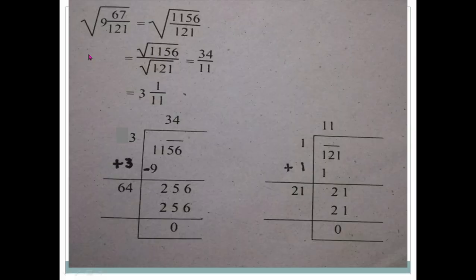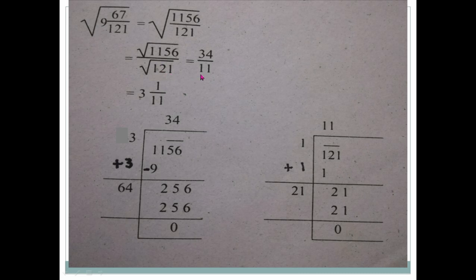This is the next question, question number 4, part 4: 9 67/121. So this is also a mixed fraction. First of all, we will convert it into the simple fraction. The process is the same. We will multiply 9 with 121 and add the answer to 67. So we will get 1156 divided by 121. Now we are going to find the square root of this simple fraction, applying the square root separately on numerator and denominator. Next we will find the square root of the number 121.